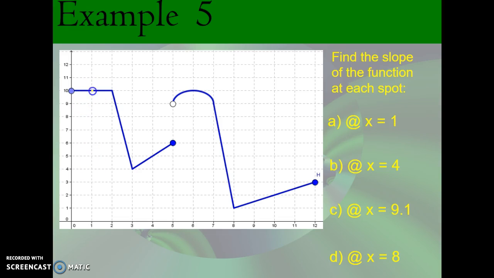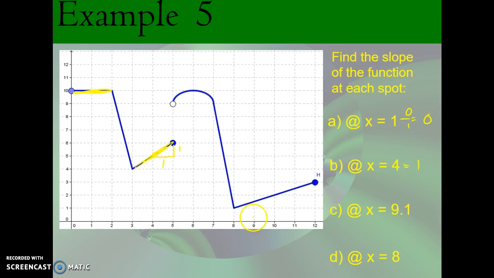If we go to 1, we see right there that it's a flat horizontal segment. So its rise is 0 and its run is 1, which means that has a slope of 0. At 4, right here on this slanty segment, we have a rise of 1 and we have a run of 1, which means that this has a slope of 1.